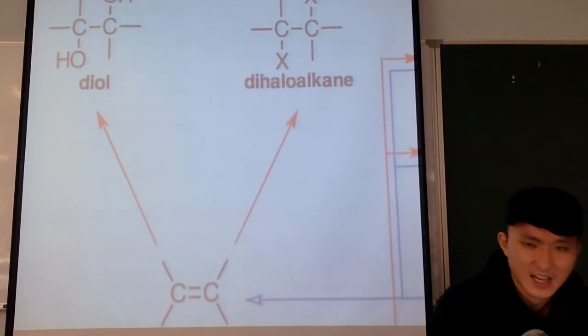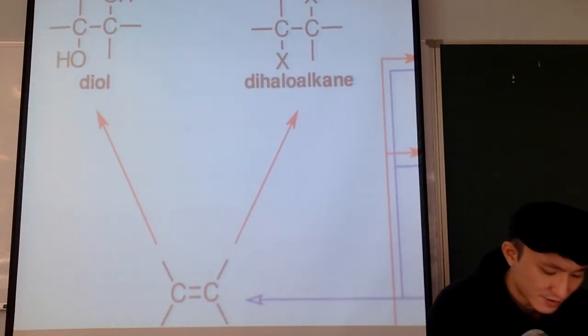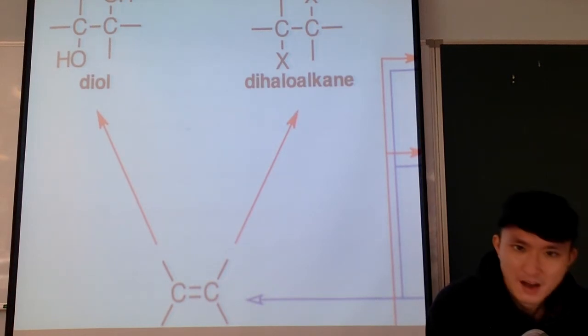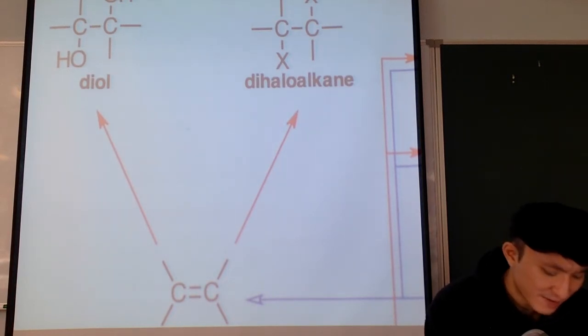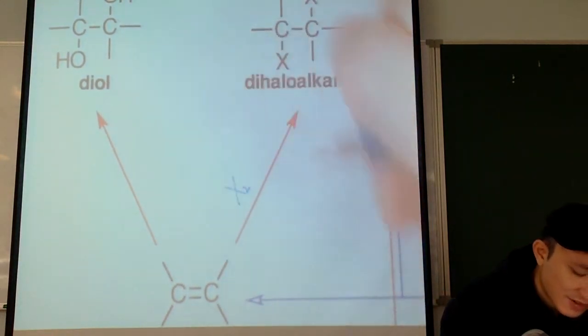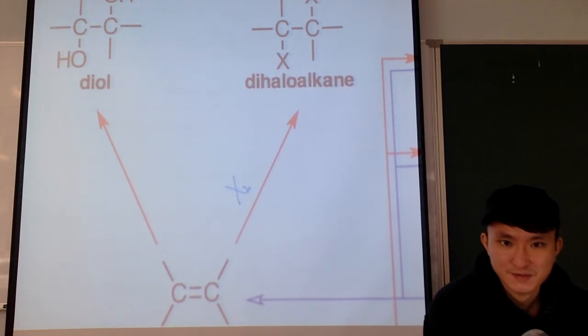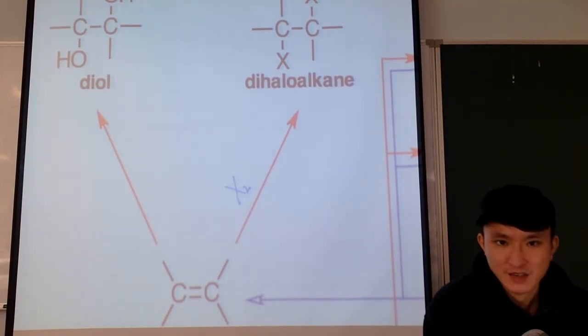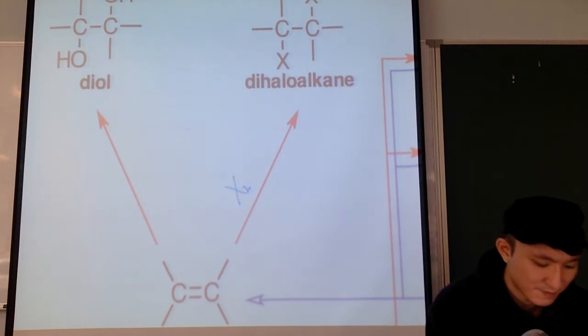Now, let's go to the top here. Alkene to dihaloalkane, what should we use? Of course, we will use the halogen, so the halogen would be X2. It would be best if you say in organic solvent.